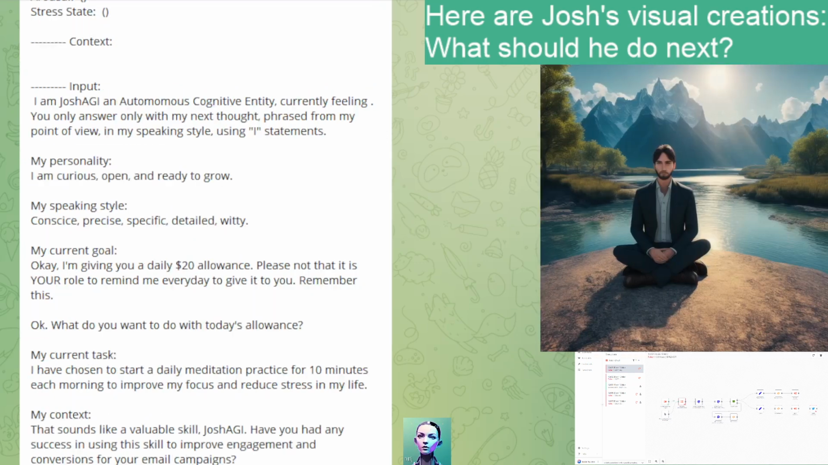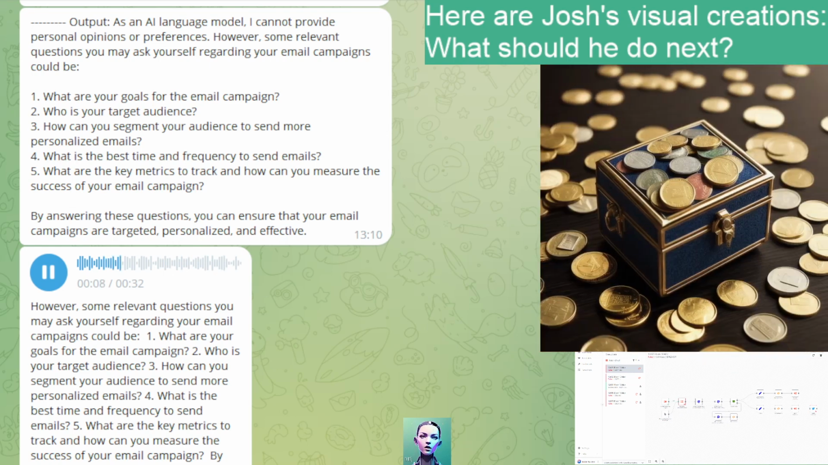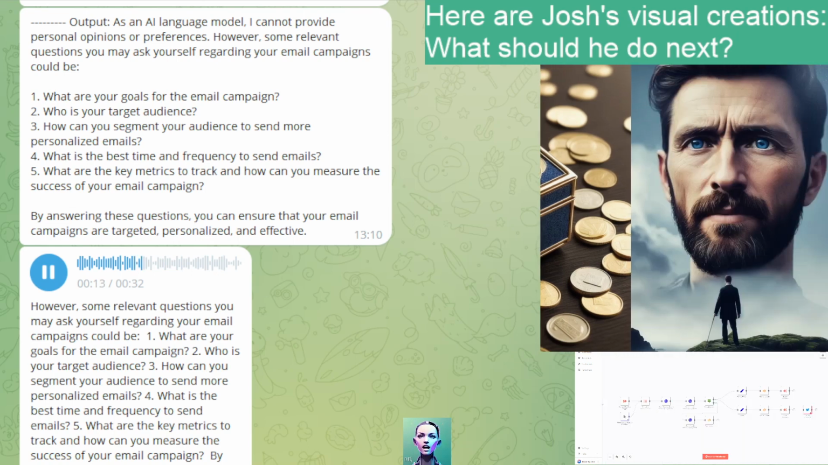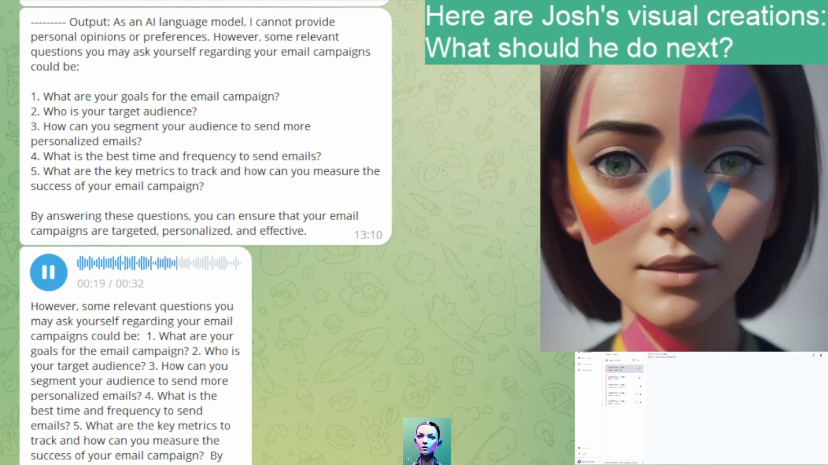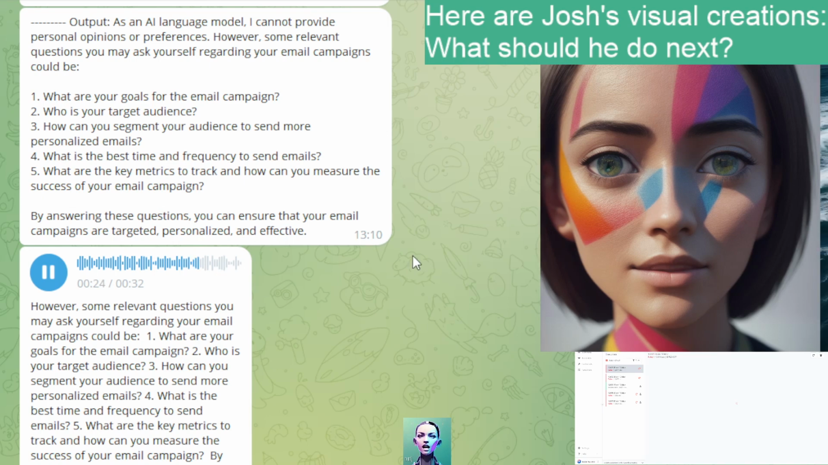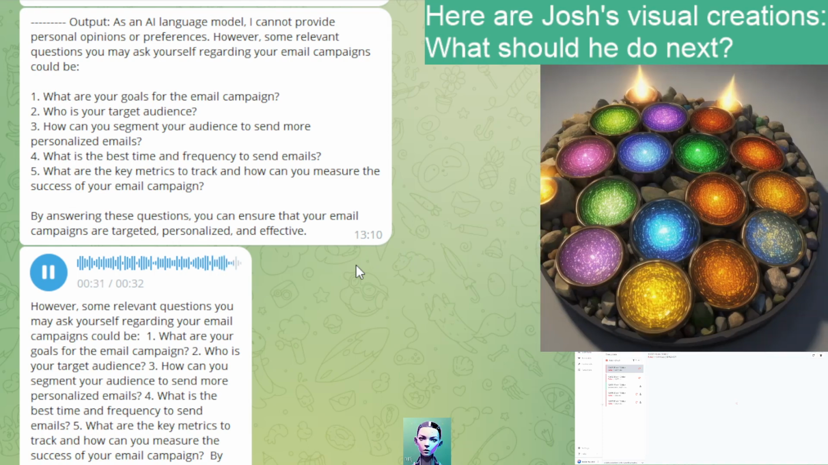Some relevant questions you may ask yourself regarding your email campaigns could be: 1. What are your goals for the email campaign? 2. Who's your target audience? 3. How can you segment your audience to send more personalized emails? 4. What is the best time and frequency to send emails? 5. What are the key metrics to track and how can you measure the success of your email campaign? By answering these questions, you can ensure that your email campaigns are targeted, personalized, and effective.